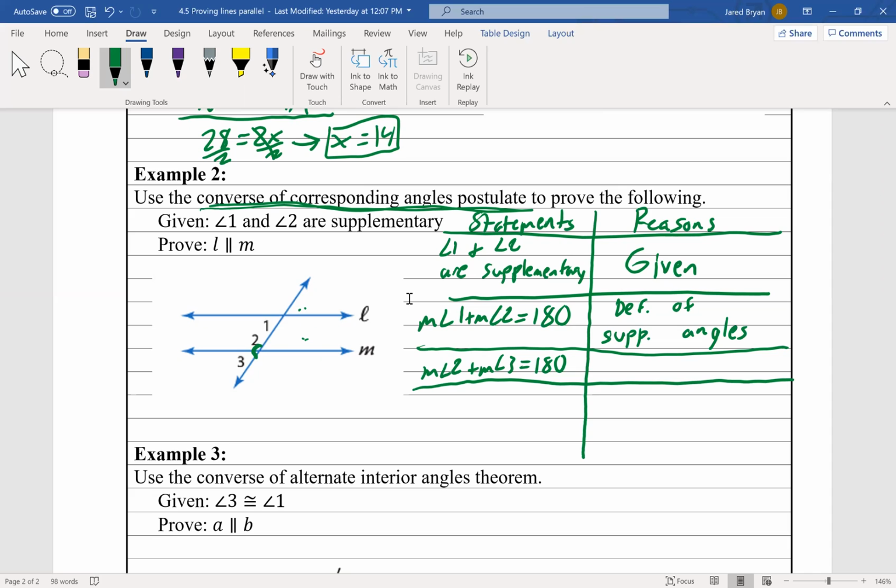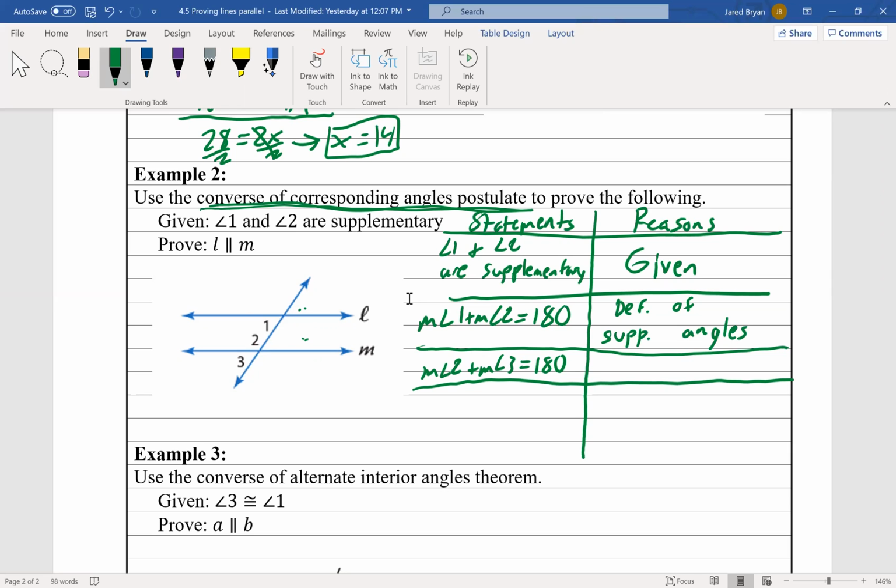Okay, the two questions I'm getting in the habit of asking myself. What do I know from my given? What do I know from my diagram? Okay, and notice some of you might be tempted to say angle 1 and angle 3 are congruent because they're corresponding. But remember that only works if the lines are parallel, and I don't know that yet.